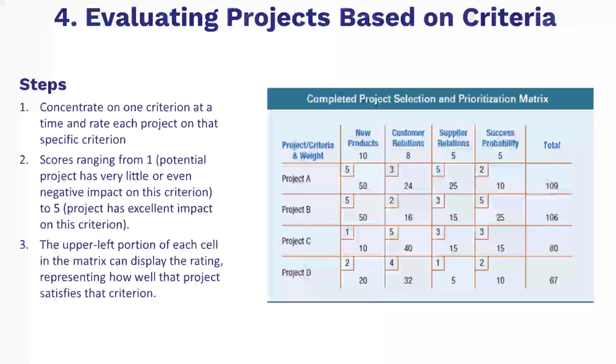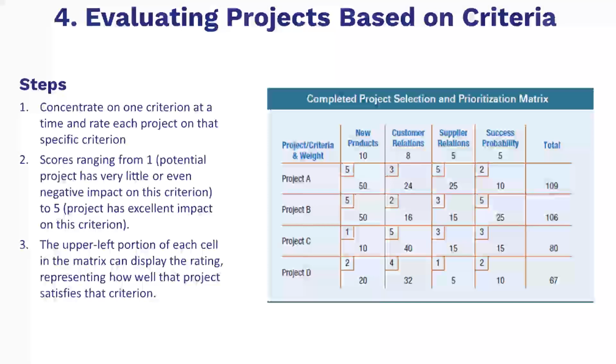Once a project has been rated on a specific criterion, that rating should be multiplied by the weight assigned to that criterion and displayed as the weighted score in the main body of each cell. The total for each project should be added across the row. The highest scoring projects would ordinarily be selected. If several projects have close scores, virtual ties, other criteria or discussions can be used to break the tie.